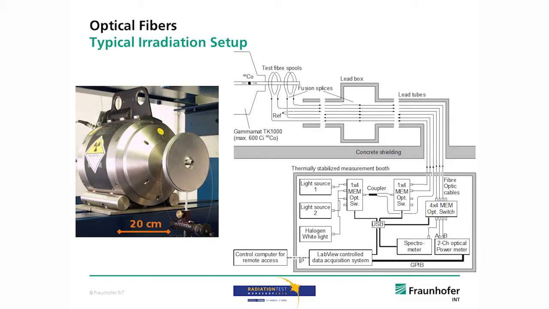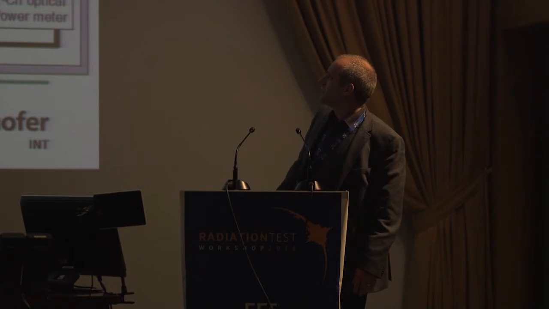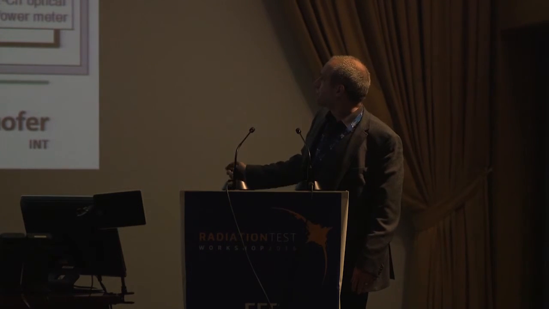Here's our facility again, the cobalt-60 facility with a fiber spool around it. So this point source is very good for all cylindrical or spherical symmetric objects. Here's our current setup where we use a white light source and 2 dedicated light sources at 2 wavelengths, 1300 and 1500, which are typical communication wavelengths, which are switched.